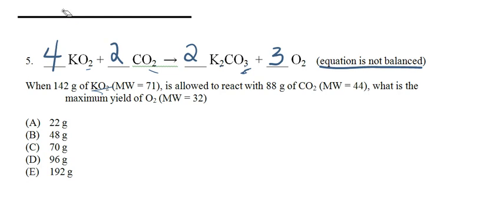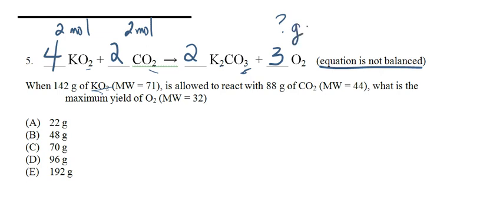We have 2 moles of that. How do I know that? 142 divided by 71. And then I have 2 moles of carbon dioxide. How do I know that? 88 grams divided by 44. So I have 2 moles of each. And then it wants to know what is the maximum yield of... Okay, so it looks like it's in grams, so it wants to know how many grams of those.